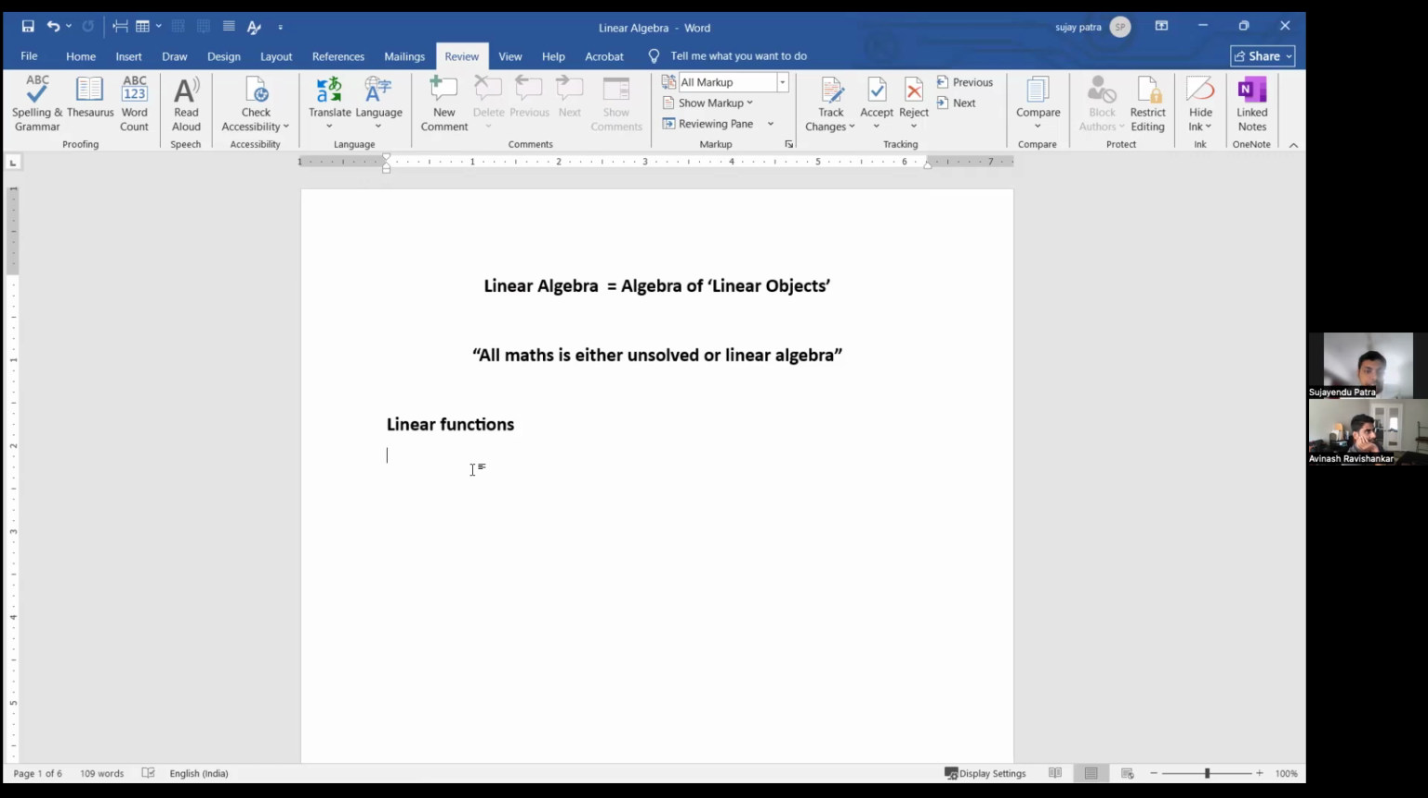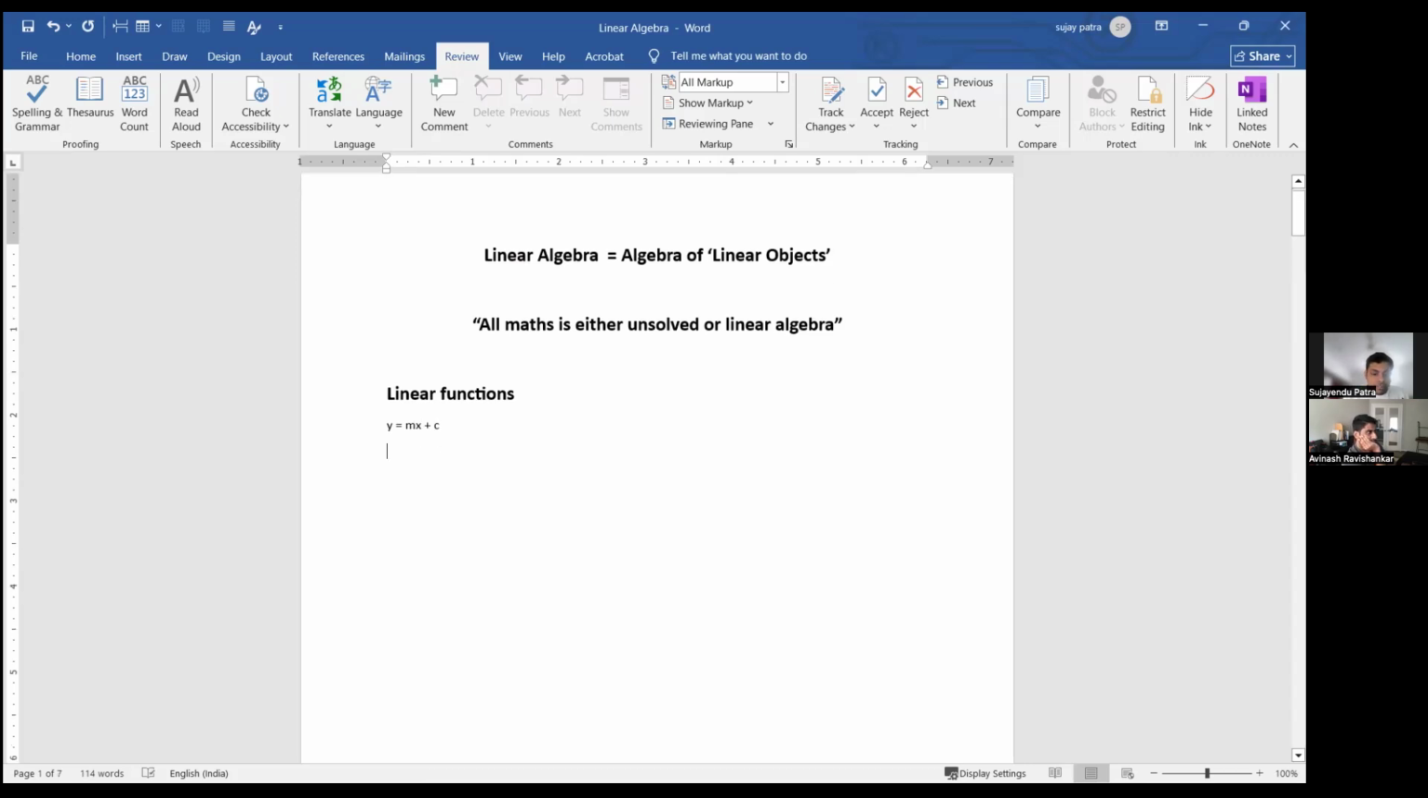So we want to study linear stuff. We know the equation of a line looks something like this, y equals mx plus c. So if we want a linear function, it should be called a linear function, right? f of x equals mx plus c, where m and c are some constants, you plug in an x and you get the f of x values.